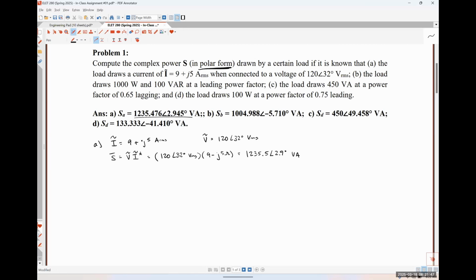So I press the math button, and then if you go over, that's where all of your complex operations are, where the calculator will convert between the rectangular form and the polar form.